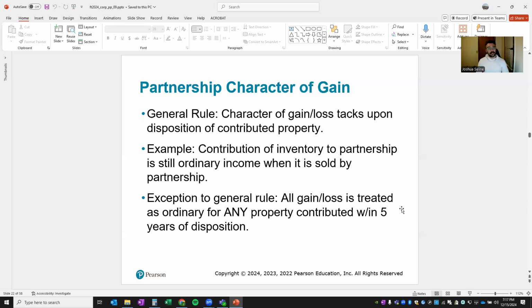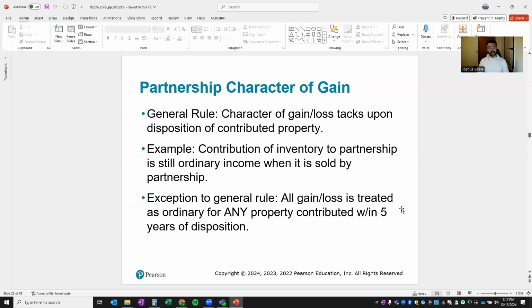Partnership character of gain, general rule: the character of gain or loss upon disposition of contributed property carries over. For example, contribution of inventory to a partnership is still ordinary income when it's sold by the partnership, right? If I contribute inventory to a partnership, it doesn't change my gain. It's not capital. It would still be ordinary income because that's what it was before. It doesn't change.